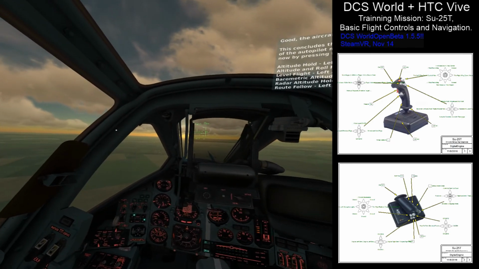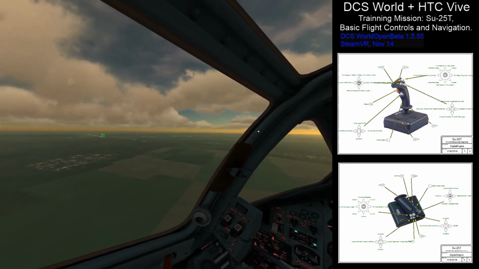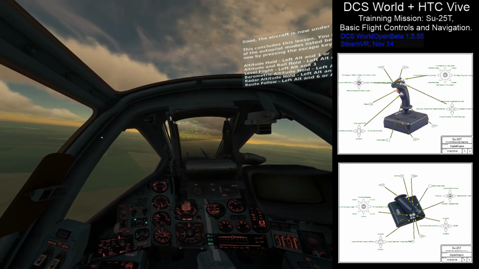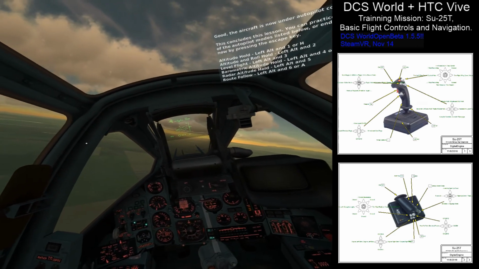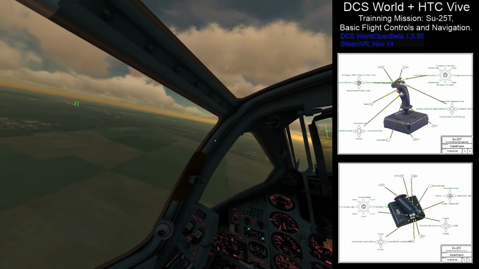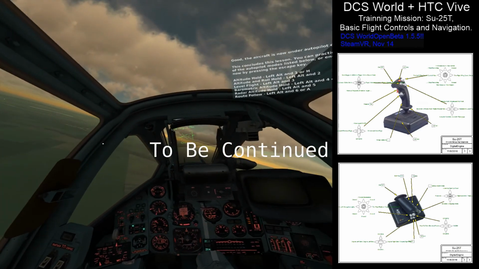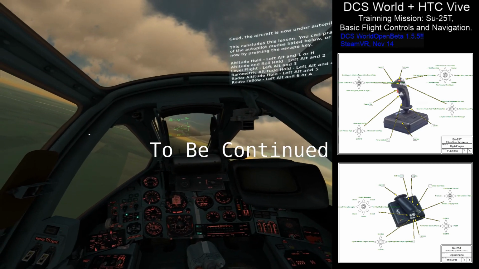So with that said, it's been about 20 minutes into this flight, and what I'm going to do is continue flying the gated route that Mr. Wagner has set up for us and do a practice landing. So I will continue doing this in part 2 of this video.